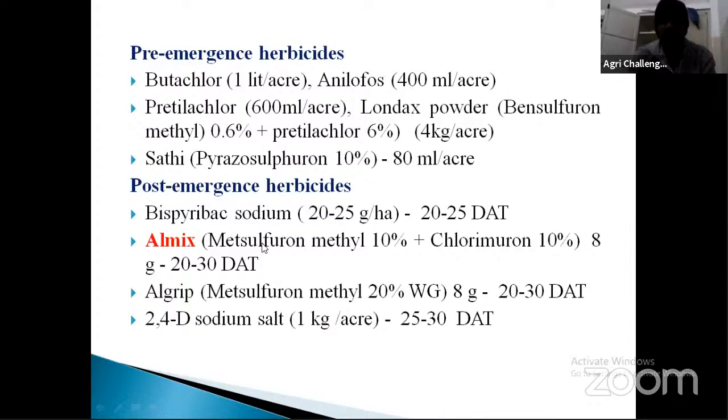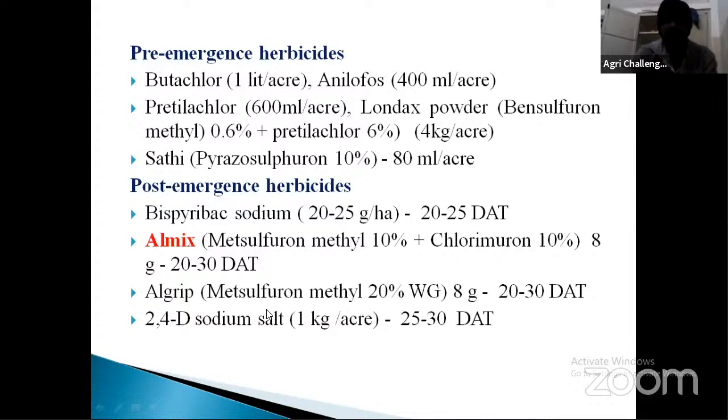Next one is Almix, that is metsulfuron methyl 10% plus chlorimuron ethyl 10%, 8 grams per hectare. It is applied 20 to 30 days after transplanting. Next one is Algrip, that is metsulfuron methyl 20% wettable granules. The recommendation is 8 grams per hectare, applied at 20 to 30 days after transplanting.